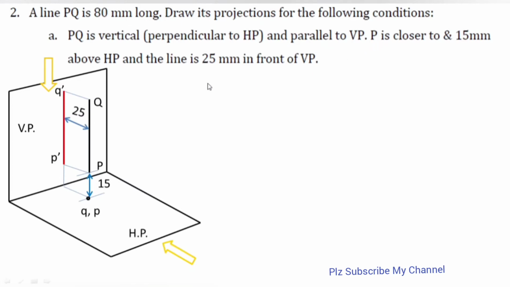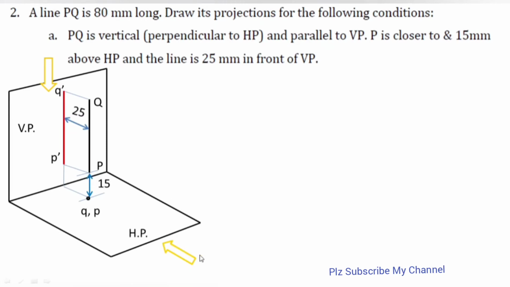But two more other things are given in the problem. Capital P, or because line has two ends, Q and P. P end is closer to and 15 mm above HP. See, this small P end is 15 mm above HP, and it is also nearer to HP, because Q is the farthest end from the HP, and also this small P end is 25 mm in front of VP.